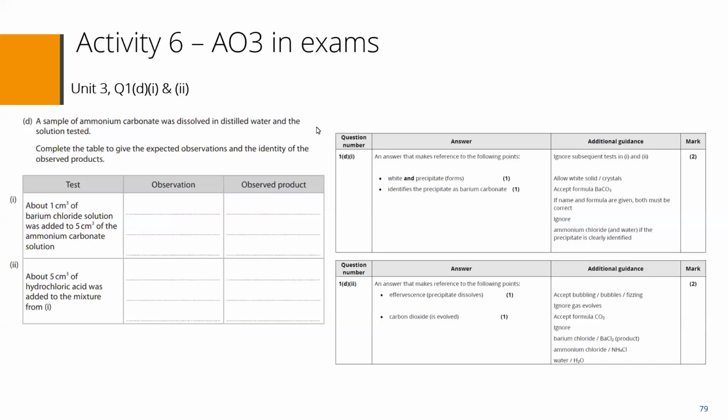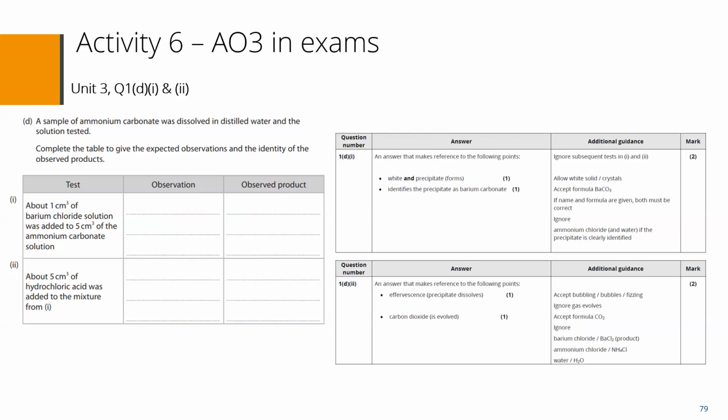Okay, the next question. A sample of ammonium carbonate was dissolved in distilled water and the solution tested. Complete the table. So you've got the ammonium carbonate, and barium chloride was added to 5 cubic centimeters of the ammonium carbonate solution. What's the observation and what's the observed product? And hydrochloric acid was added. What's the observation and what's the observed product? And here's the mark scheme over on the right-hand side.